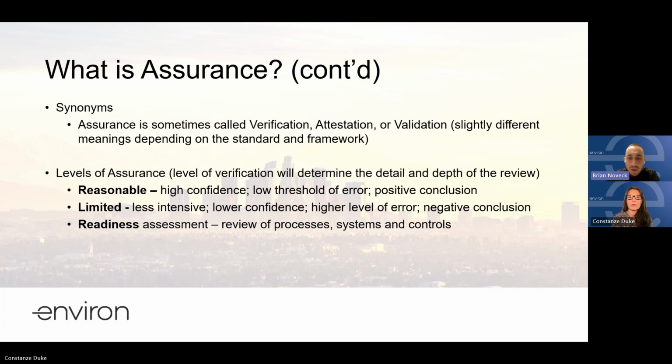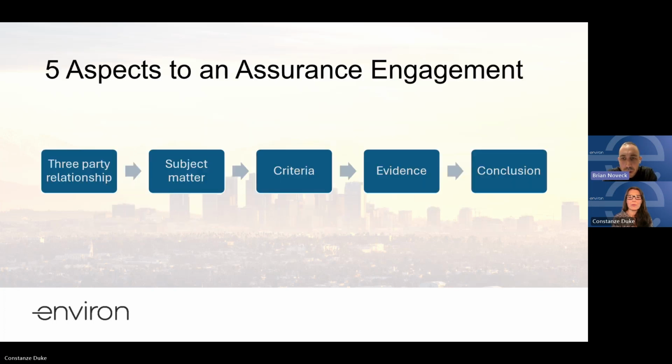Looking at the next slide here, there typically are 5 aspects to an assurance engagement. First, a 3-party relationship. You have the responsible party or reporting company, the practitioner or the assurance provider, and finally the intended user or audience, in this case the regulator, but also stakeholders at large. Then you have the subject matter, which is the information that's being evaluated. It must be identifiable, measurable, and capable of being evaluated. In this case, which will be phased in first, are scope 1 and scope 2 emissions.